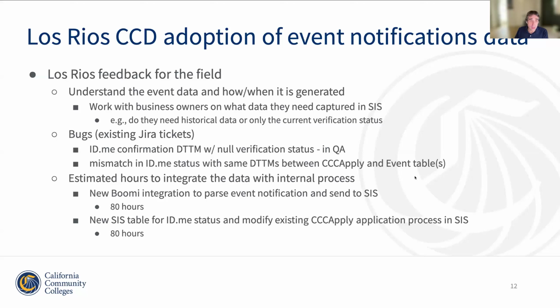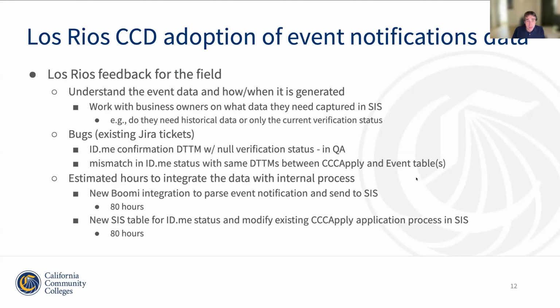In our testing, we ran into a couple of bugs as we were going through the data. One of them was instances where we had a null verification status, but there was a date timestamp. The JIRA ticket for that one, I was just informed the other day, is in QA, so we'll be looking forward to testing it. And then there were some mismatches in the status between the initial application and the event. In most cases, if there is a tie, we take the event table because that's more up to date.